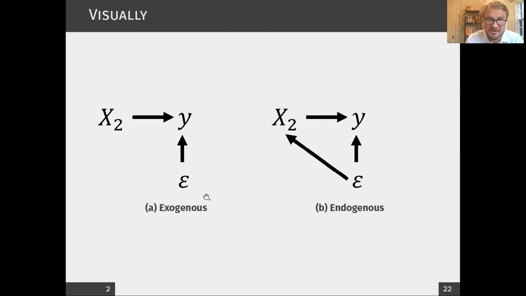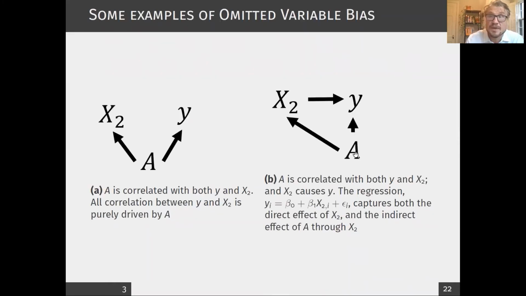And just so visually, this is how you can think about when the variable is exogenous, it does not have any relationship with the error term, or whether it is endogenous, where there is some kind of correlation with the error term. For example, we might have an omitted variable called A, which is correlated with both the endogenous variable and the outcome of interest. Even though the endogenous variable has a direct impact, if you don't control for the omitted variable, it captures both the direct impact and the indirect impact through the omitted variable.